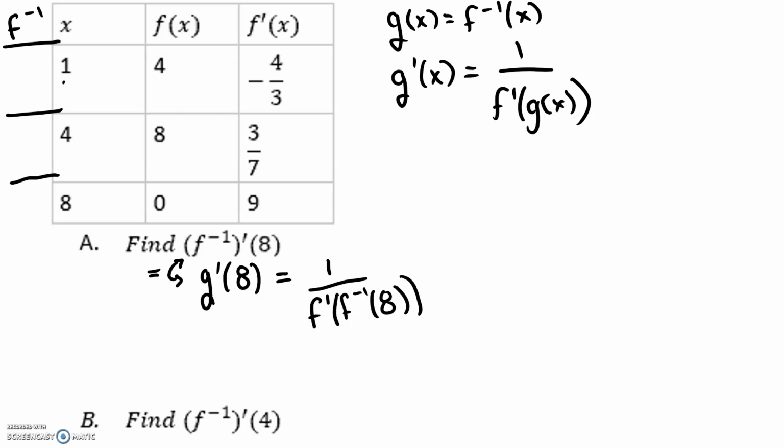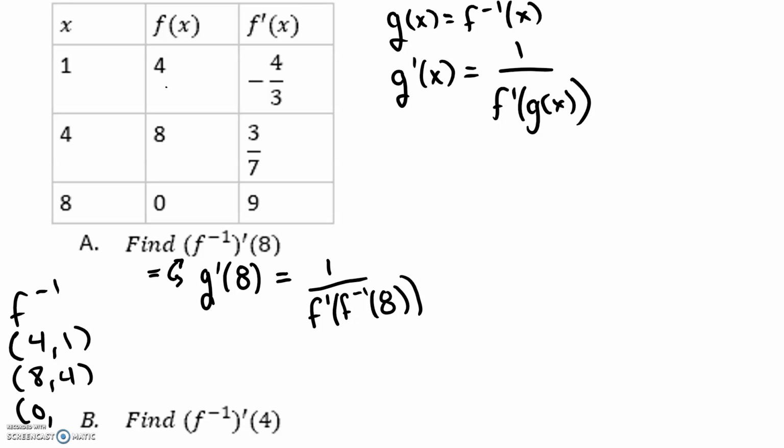And these are our input and output, right? This is like 1, 4, and 4, 8, and 8, 0. So we know that the inverse just swaps those, right? So when our input swaps, I think it'll be easier to write it as points. So f negative 1: we've got the points 4, 1, 8, 4, and 0, 8. So all I did was reverse the input and the output. It's easier to see like that, I think, than in a table.